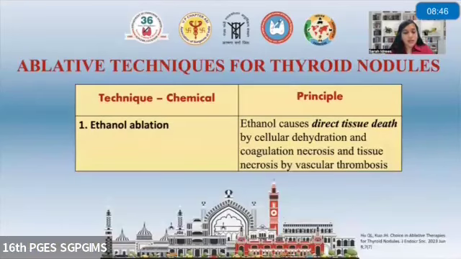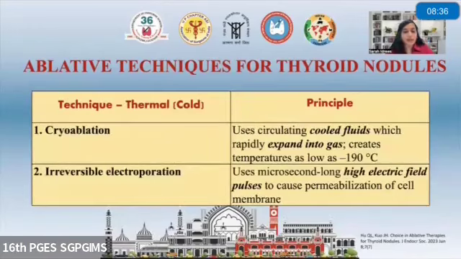There are certain other techniques which are based on chemicals like ethanol, which cause direct tissue death, thereby leading to decrease in the size of nodules. And furthermore, there are cryoablation and irreversible electroporation techniques, which are based on freezing of the tissue, leading to cell death. However, cryoablation and irreversible electroporation are not very much in use, and we do not have a lot of literature on their utility in thyroid nodules. The most frequently performed ones are radiofrequency ablation and microwave ablation.